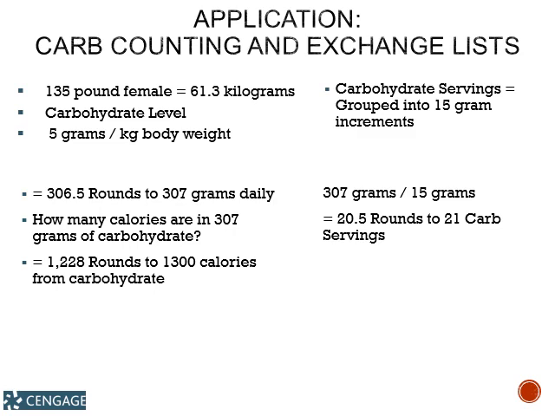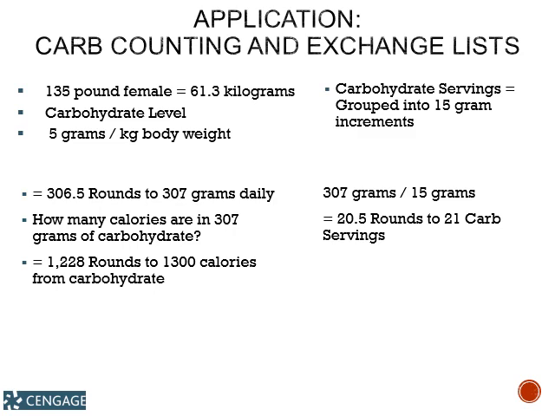Some people use carbohydrate counting or exchange lists to help keep track of the number of carbohydrates they need. In this example, a 135-pound female weighs 61.3 kilograms and is at a carbohydrate level of 5 grams per kilogram of body weight. This rounds to approximately 307.